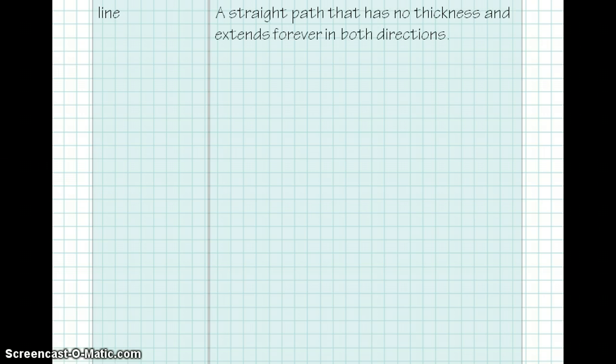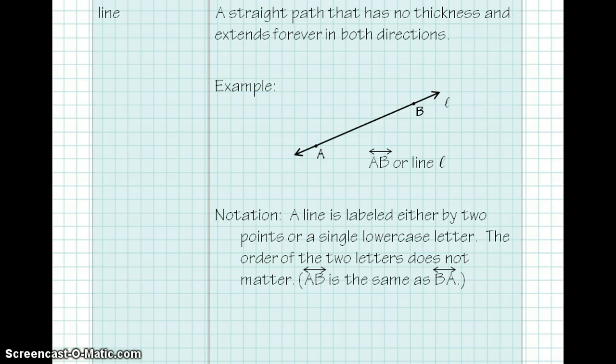Next we have a line. Now a line is a straight path that has no thickness and extends forever in both directions. So in this case this would be line AB. We can also call it line L. Now notice again on notation we have our two endpoints, our two points, and a little mini line above them with little arrowheads. That tells me I have a line, or we can just call it line and then the lowercase letter. The order of the letters does not matter when you're talking about a line. So line BA is the same as line AB. They're the same thing, they work the same way, it doesn't matter at all.